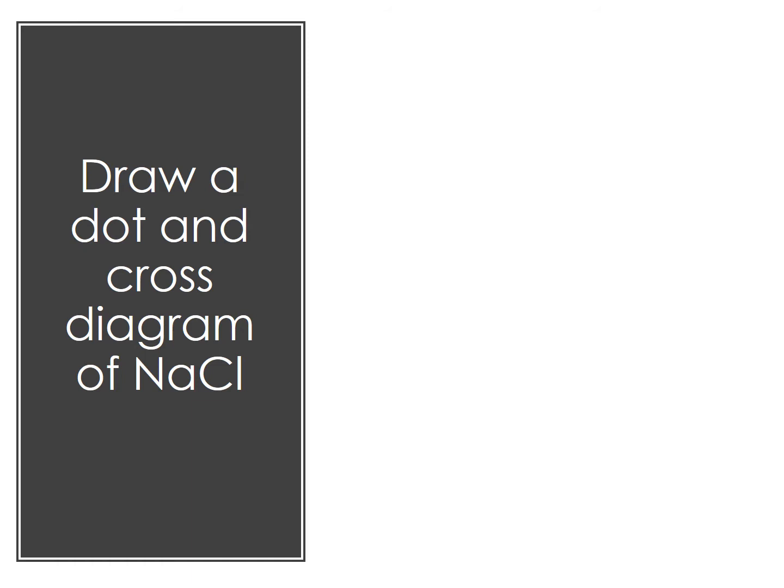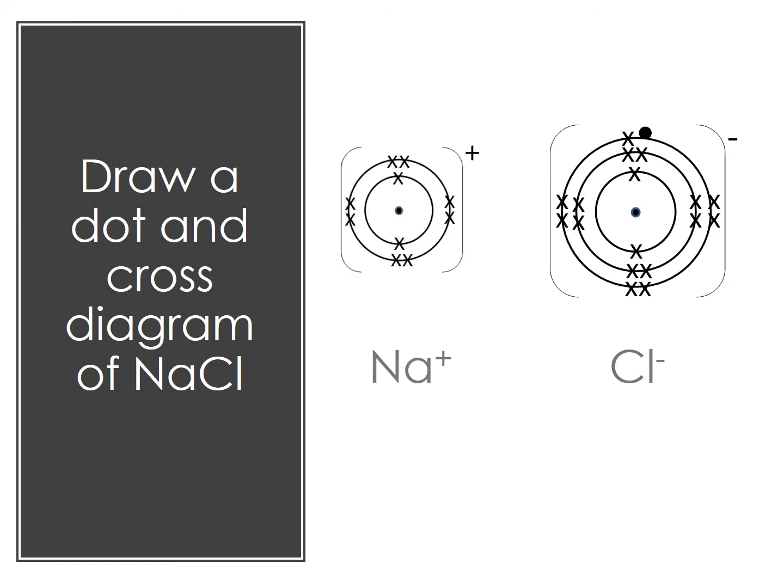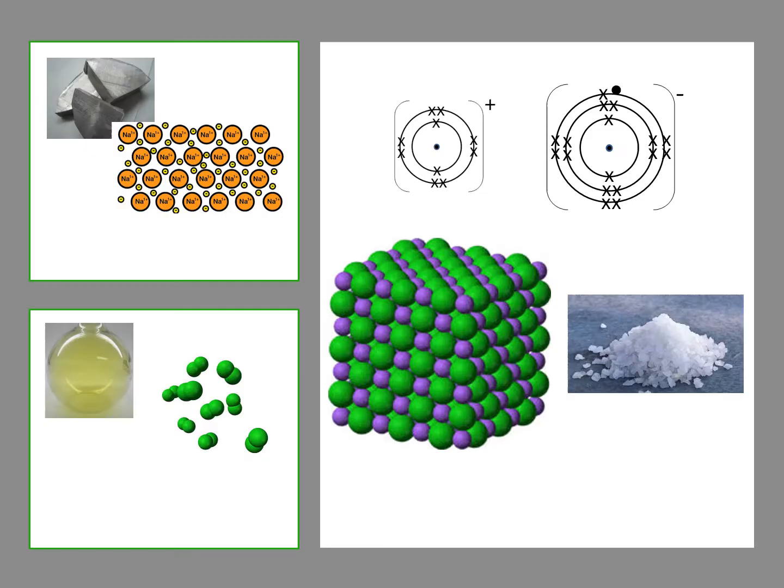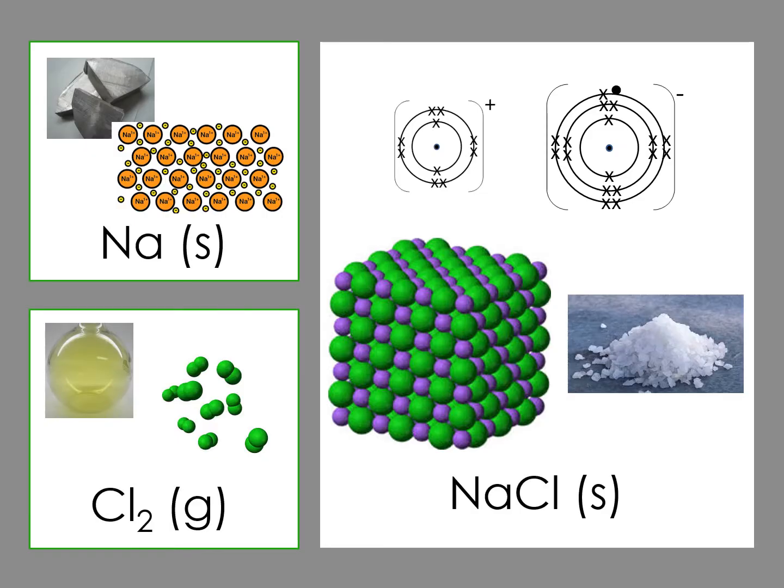Imagine that you were asked at GCSE to draw a dot and cross diagram of sodium chloride. What you might have produced is something that looks like this, and actually this is a decent dot and cross diagram for sodium chloride. But there's a little bit of a flaw in the plan here, because of course sodium chloride is not just two isolated gaseous ions like we've drawn in the dot and cross diagram.